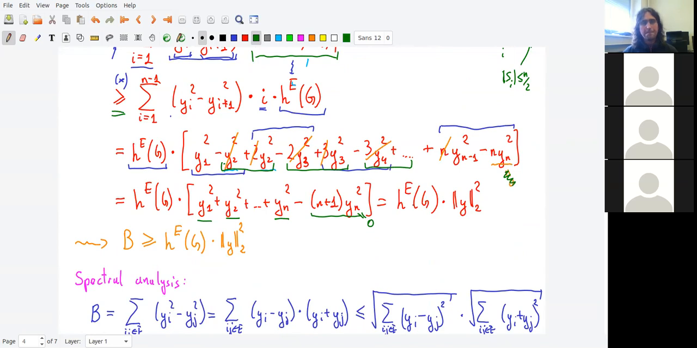Good. That's perfect because now this thing, this animal here, is nothing else than the L2 norm of y squared. So we have proved that our term B can be very nicely lower bounded using the edge expansion. This is just the edge expansion of G at least times the square of the L2 norm of y. Good. Any questions about this tricky analysis here?